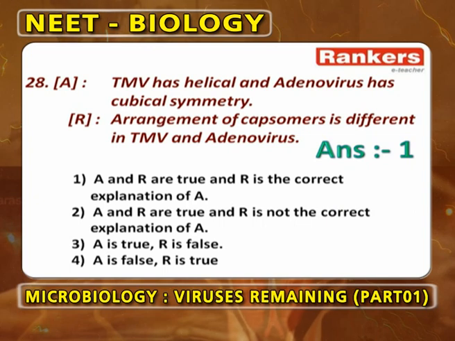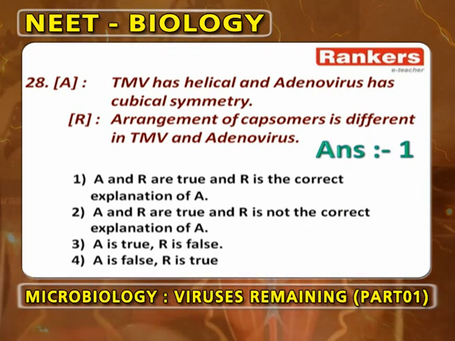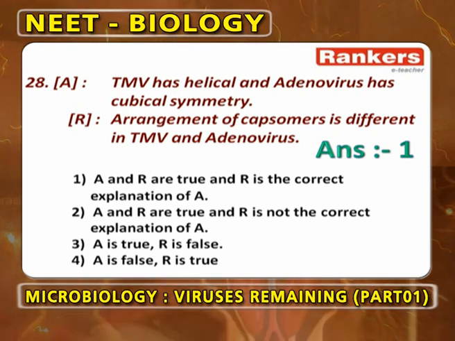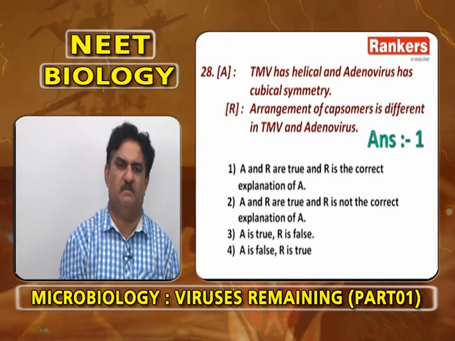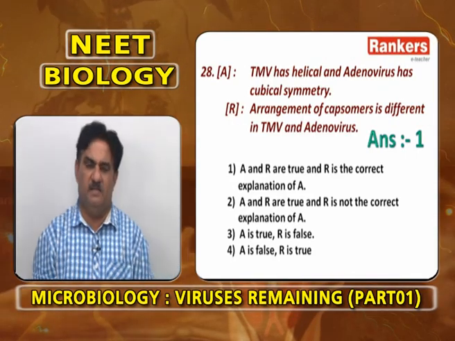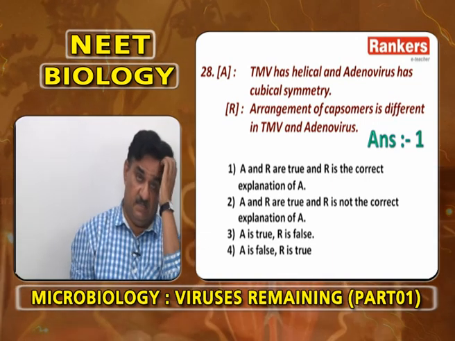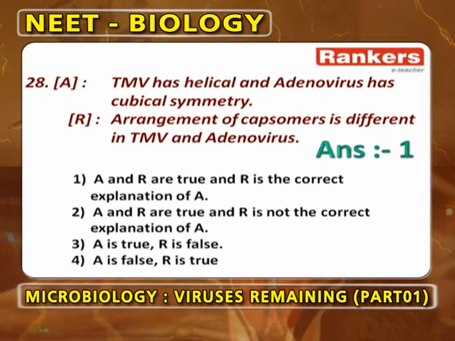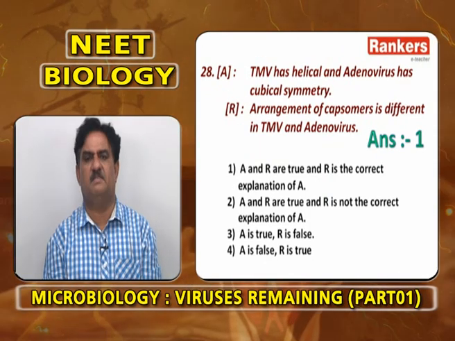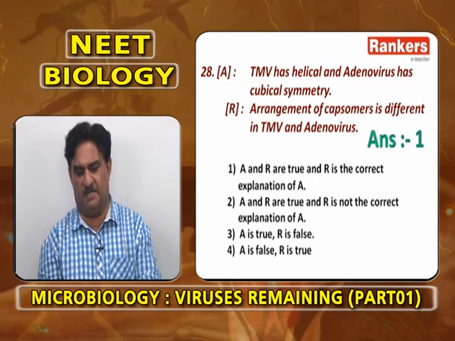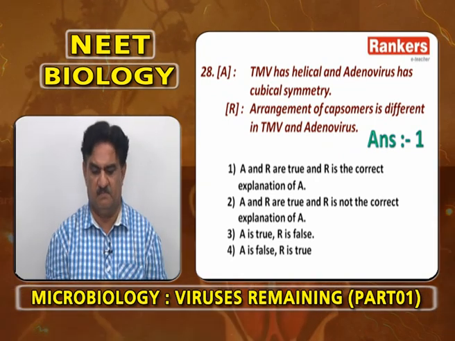Tobacco mosaic virus has helical and adenovirus has cubical symmetry. The arrangement of capsomeres is entirely different in tobacco mosaic virus and adenovirus. In tobacco mosaic virus, protein capsomeres are arranged in a helical, spiral staircase manner. In adenovirus, they are arranged in a cubical manner. Each capsomere is an equilateral triangle face. Twenty such faces are arranged, which is also called icosahedral symmetry. So, the first option for this.